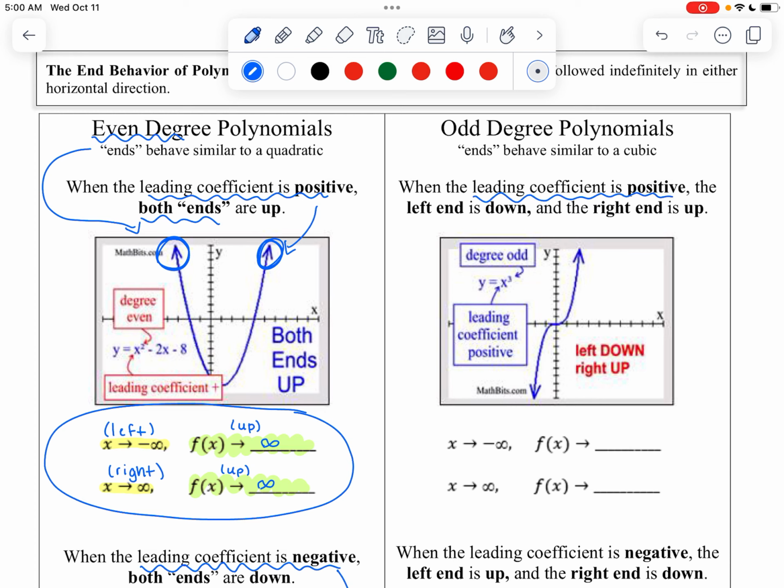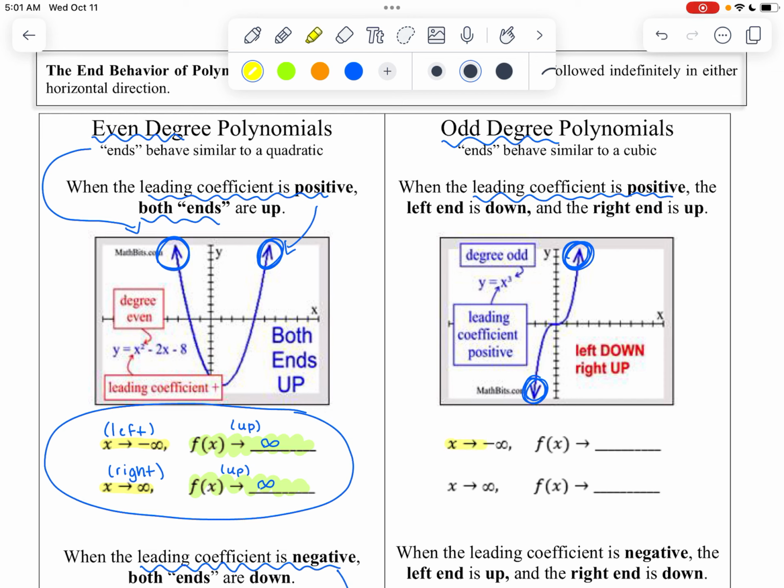So as the leading coefficient is positive, again, that refers to just the right side of the graph. That means the right side goes up. And once we know we're looking at an odd degree polynomial, the ends are going to behave opposite. So the left side is going to go down. So let's see how we would write that.